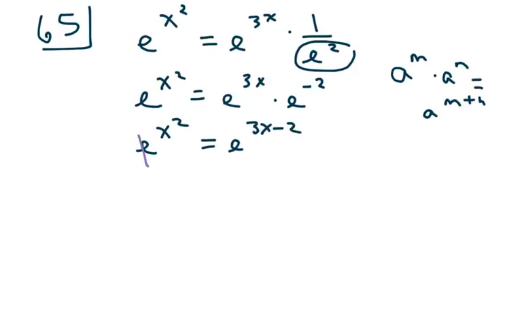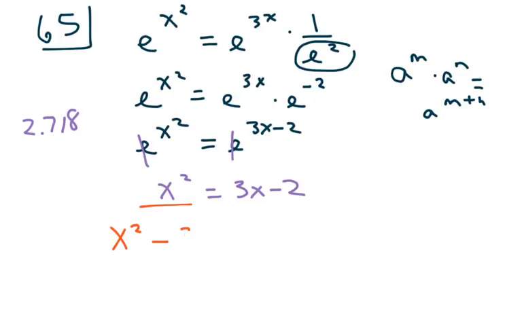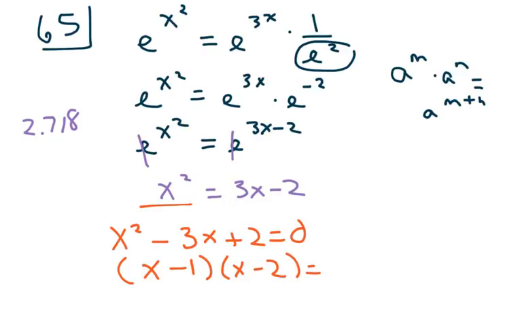And I can cross out my e's. Remember, e is just 2.718. Don't be scared of e. So we get x squared equals 3x minus 2. Since we have a square, we're going to end up factoring. I'm going to move everything over to the left side. Hopefully we can factor this, so we don't have to use the quadratic formula. Yeah, we can factor it. So that's going to be x minus 1 times x minus 2 equals 0. So my solution set is 1, 2. We'll set both of these to 0.